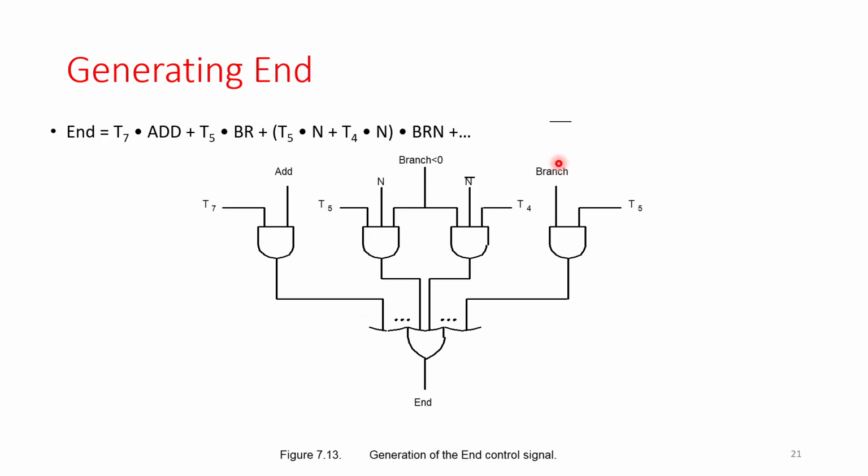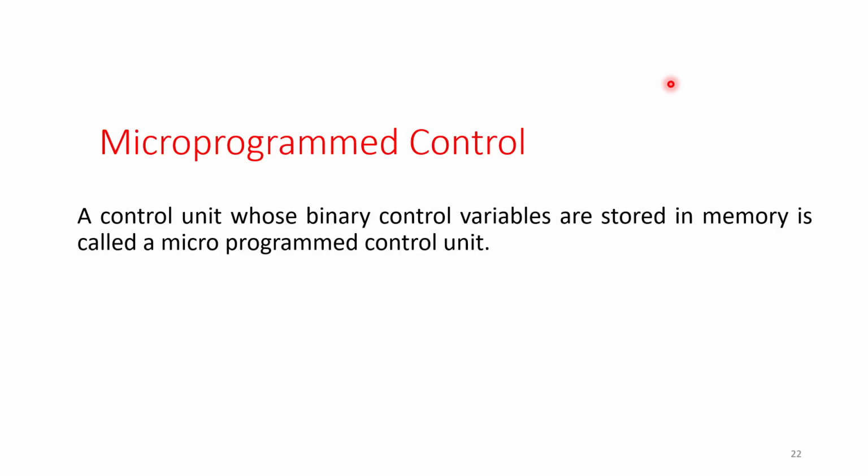We are defining the architecture. At the end of the program execution, the end signal will be called at the time of T7 if it's an add instruction, and T5 if it's a branch instruction. Like that we are designing the circuit.